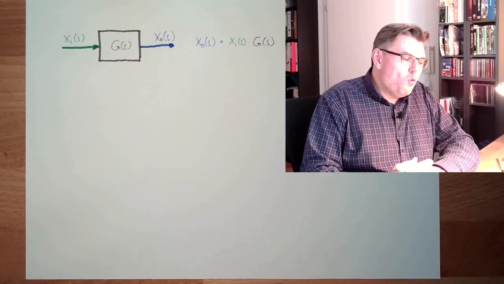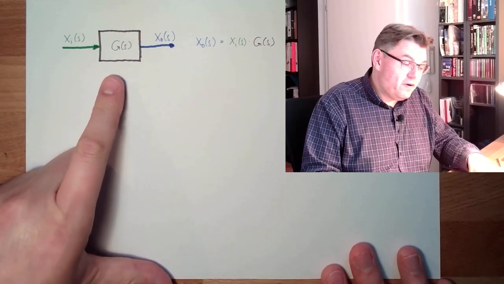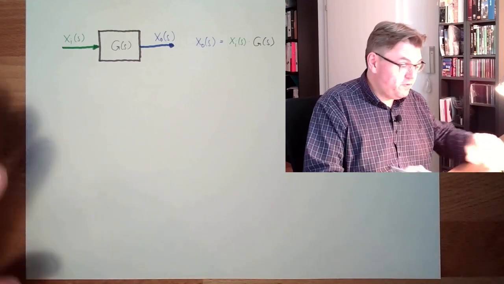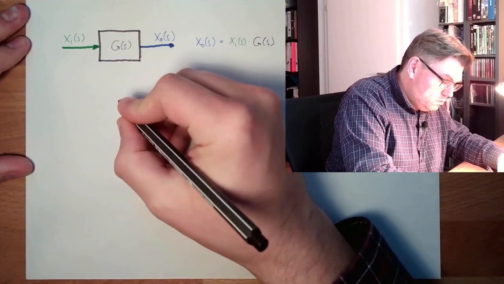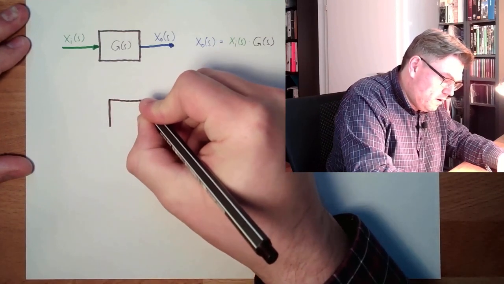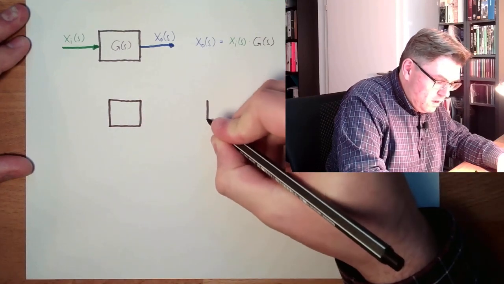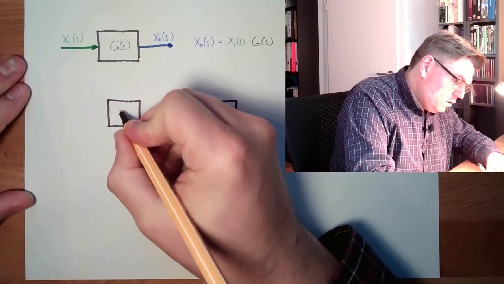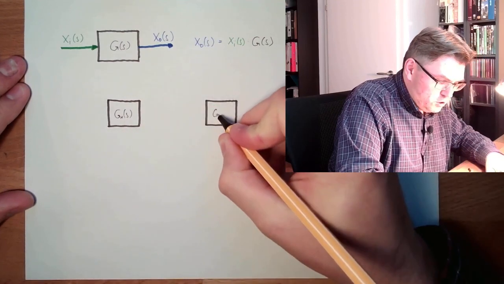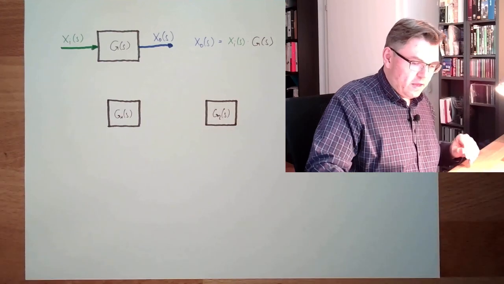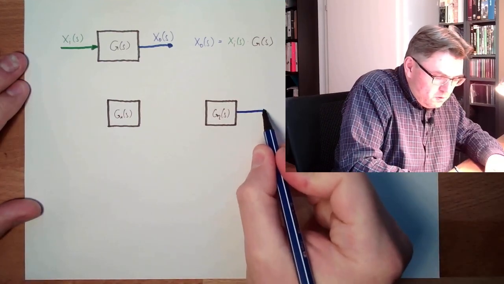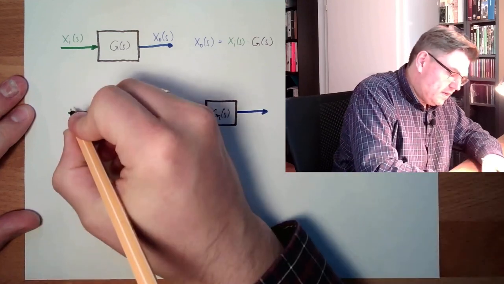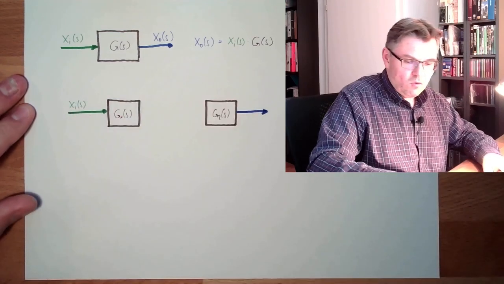Today we want to think about what is happening if we do not have one of those transfer elements, but more. So one possibility of combining two transfer elements is to put them in a row. So we have here one transfer element, and here one transfer element. There is one G1 of S, and one G2 of S. Then there is still an output, and there is still an input to the system. So this XI of S and XO of S, they are still there.